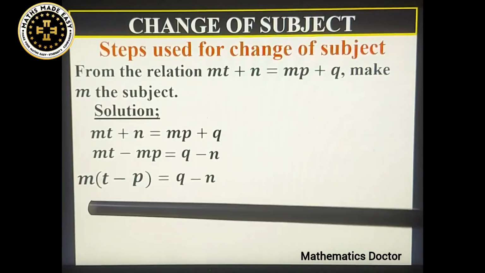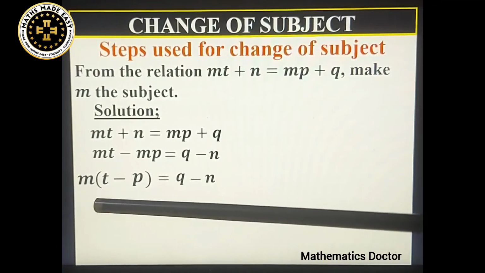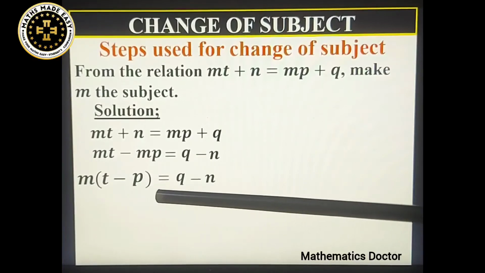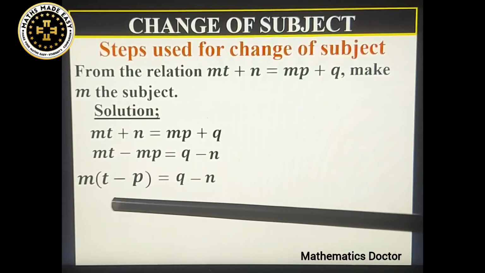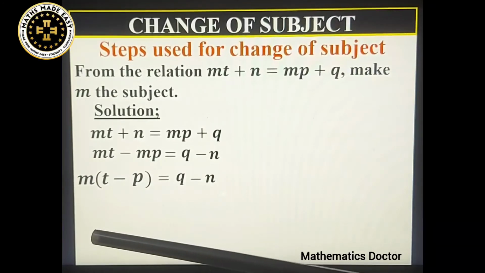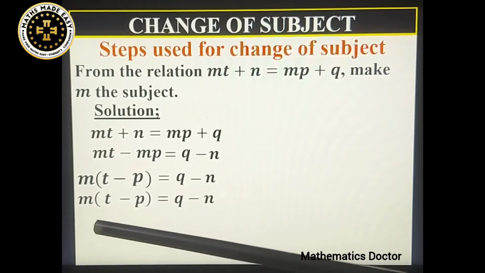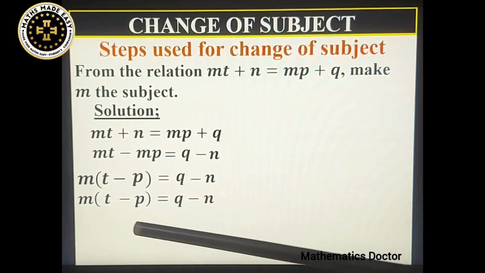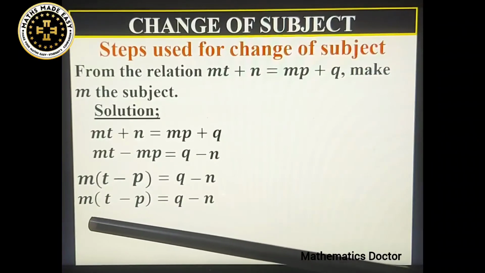Now the next stage says that since we have m factorized out, the particular expression attached to the m is multiplying it, so we'll divide it so that it will leave m. Now we'll divide the left-hand side by t minus p, because we want to cancel t minus p out to make m stand alone.